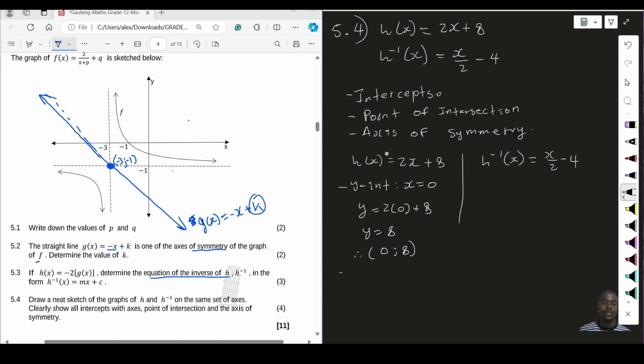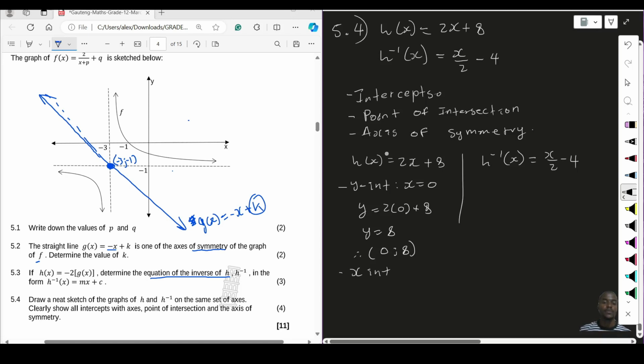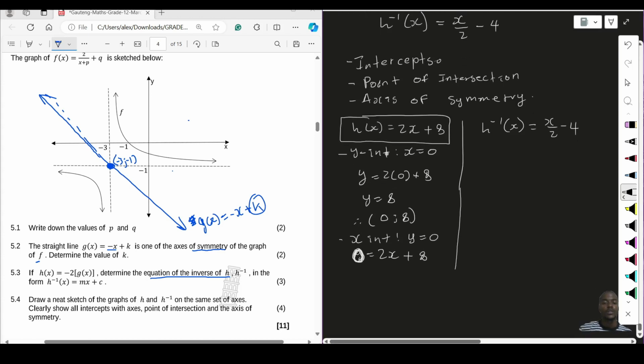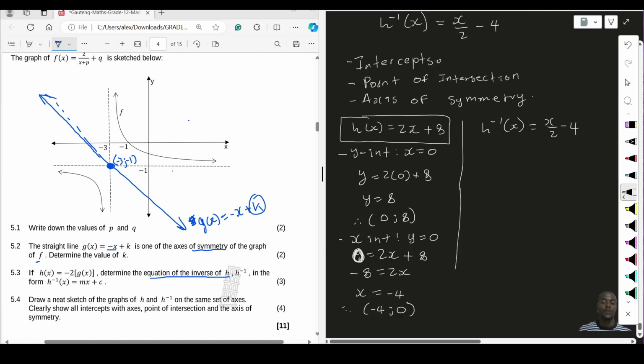Now let's go to the x-intercept. For x-intercept, y must be 0. So in the place of y, put 0 is equals to 2x plus 8. So we are going to transpose the 8 and say minus 8 is equals to 2x. Therefore, x is equals to minus 4 when you divide on both sides. Therefore, the coordinates are minus 4, 0.